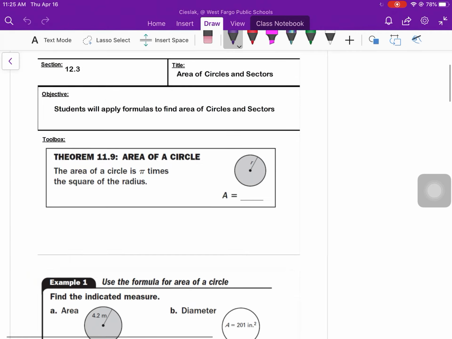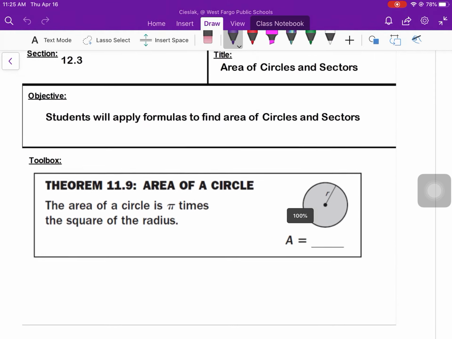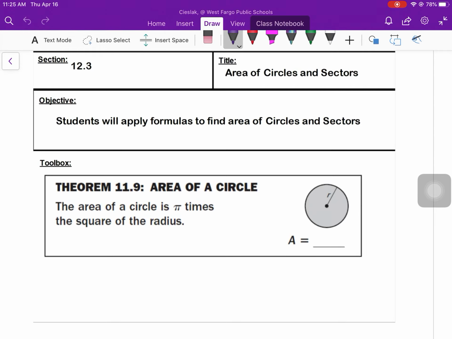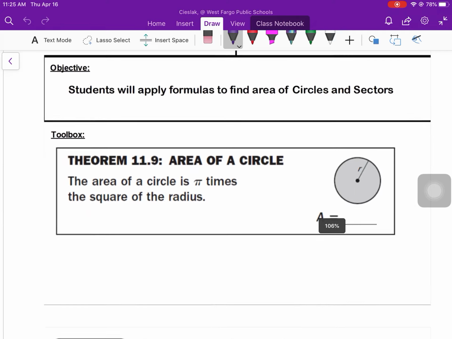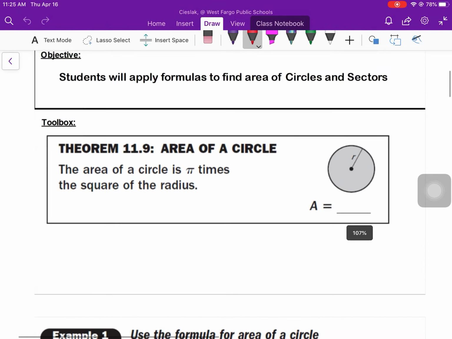All right, ladies and gentlemen, this is the last video that you have to watch for this week. This is what we call section 12.3, and it is on area of circles and sectors. It's going to be similar to what we did when we were finding arc length in the previous notes. So we're going to really focus on using proportions to help us solve these.